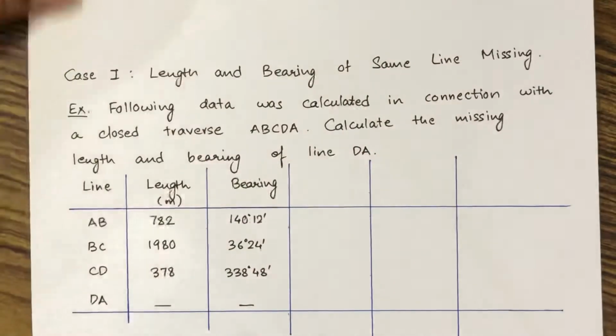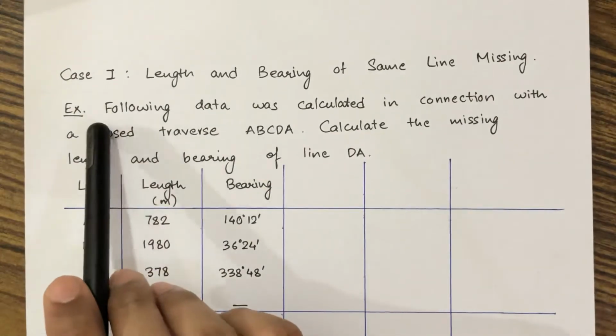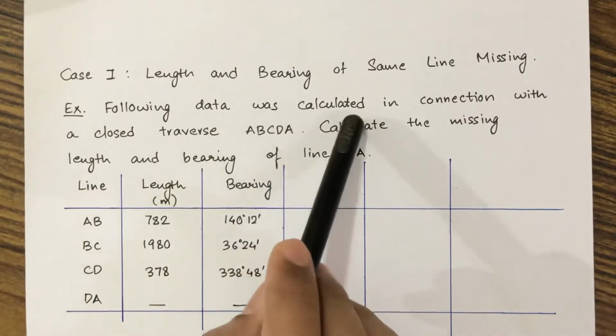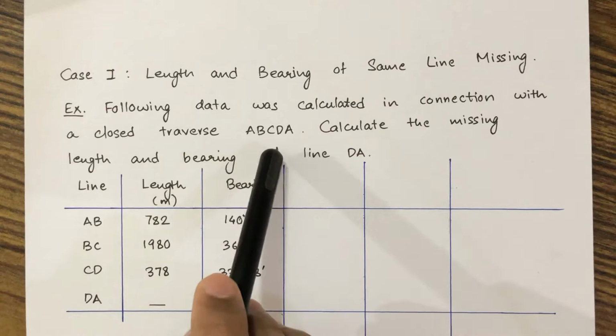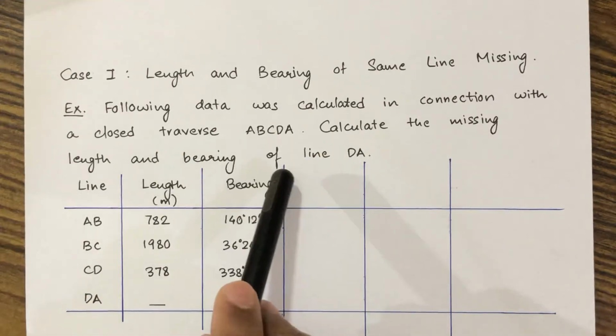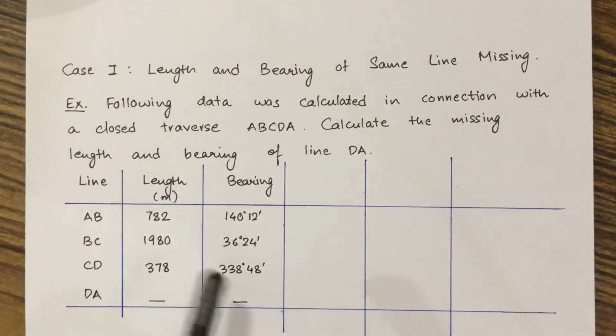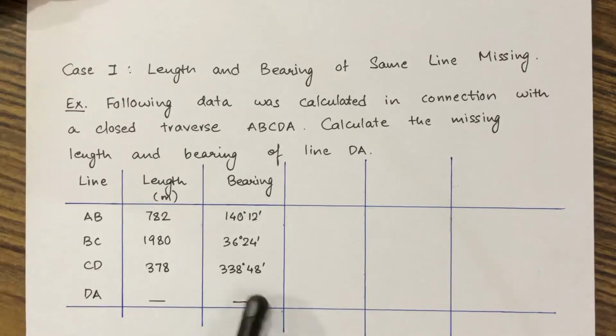I will read the problem. The example is given. Following data was calculated in connection with a closed traverse ABCDA. Calculate the missing length and bearing of line DA. This is case 1, length and bearing of the same line missing, and the same line in this case is line DA.